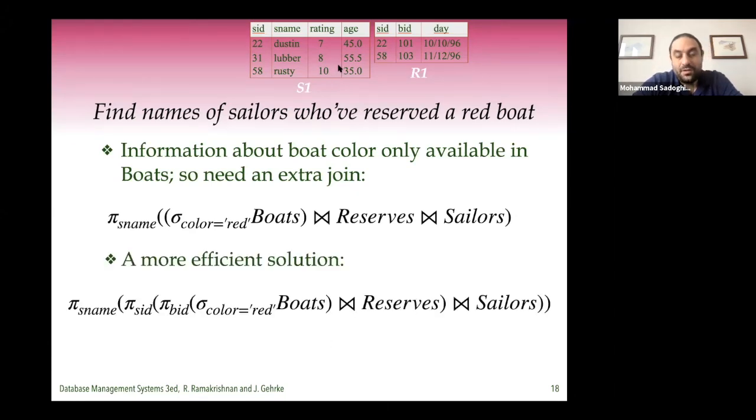A potentially more efficient plan would be to do projection sooner. So from the boat, not only do we filter out the red, but we only project out the boat ID. So we don't carry any other information for the boat. We only carry the boat ID, because that's the only thing needed to join with the reserve table. For example, if the boat has 100 different attributes, we don't read those extra 100 attributes. And that's actually a lot more effective.